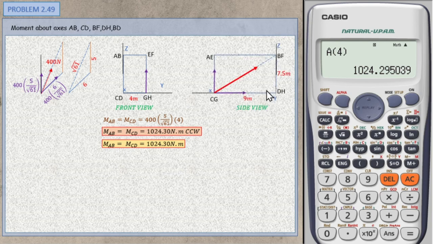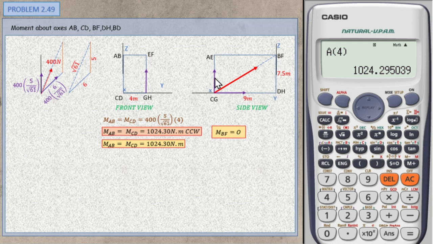So how about for our BF and DH? Looking at our side view, what we can see is axis CG, axis AE, axis DH, and axis BF, and also our forces. The 400 newton force has this z component and this x component. In axis BF, our force is already intersecting at our axis BF, so therefore, our moment at BF is equal to zero.